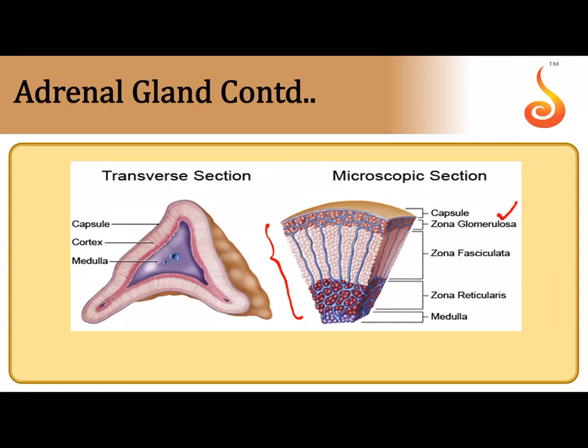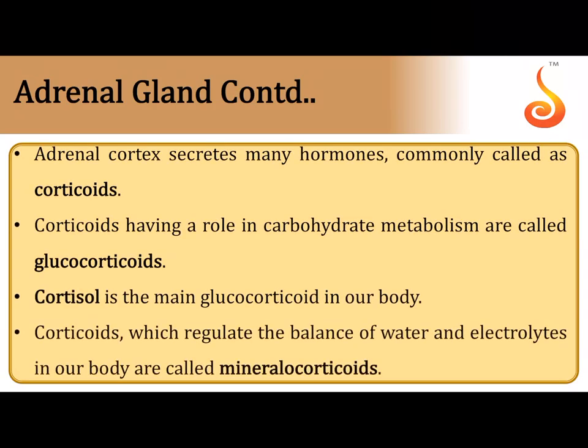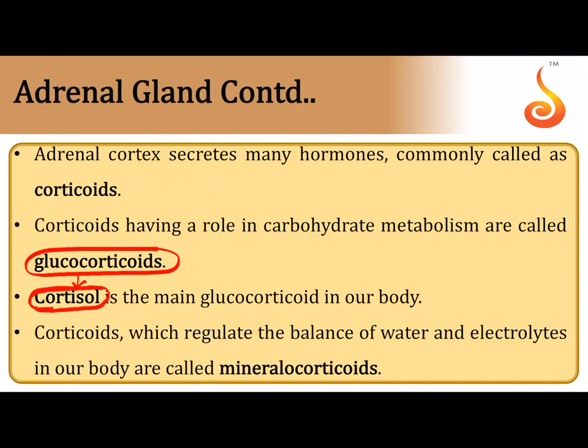The outermost zone is called the zona glomerulosa. Then you have cords of cells which are arranged in bundles called the zona fasciculata, and then you have a network zone which is referred to as the zona reticularis. The hormones secreted by the adrenal cortex are called corticoids. There are major corticoids such as glucocorticoid. You have to remember glucocorticoid is a stress hormone. The major stress hormone that regulates the metabolism of carbohydrates in your body is cortisol.